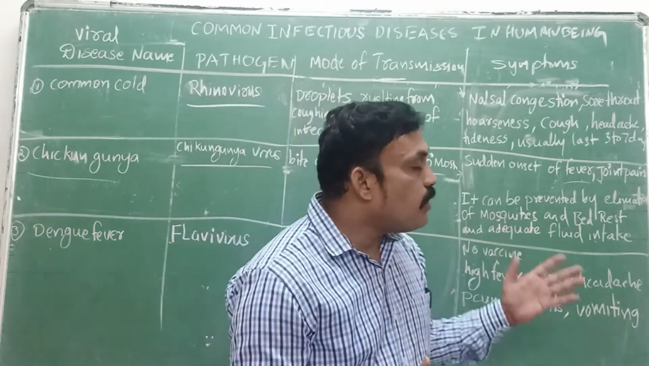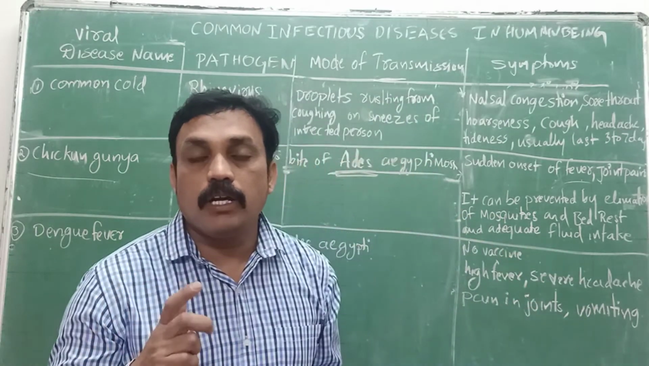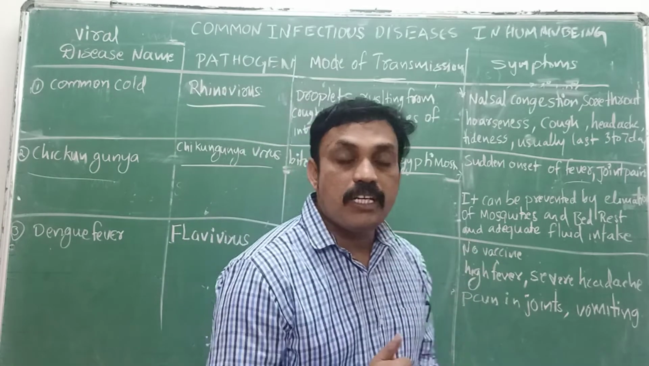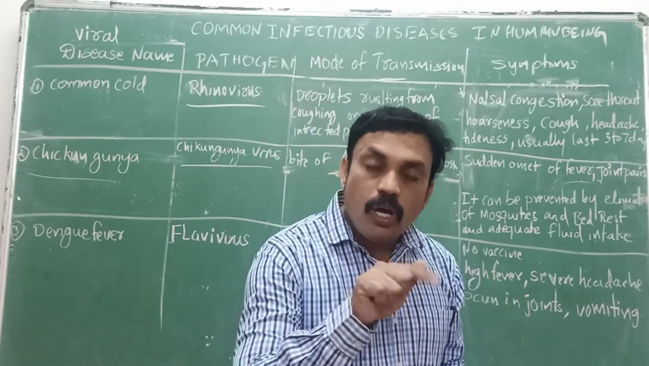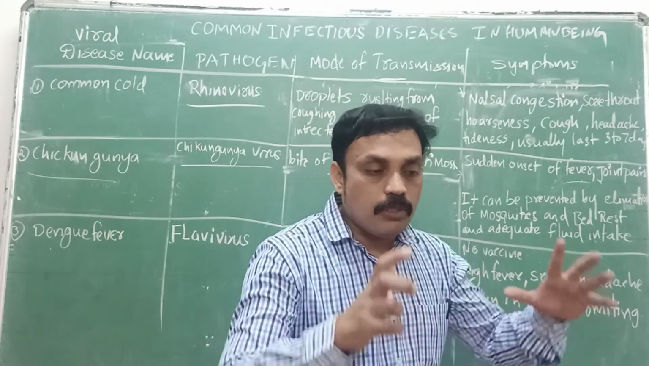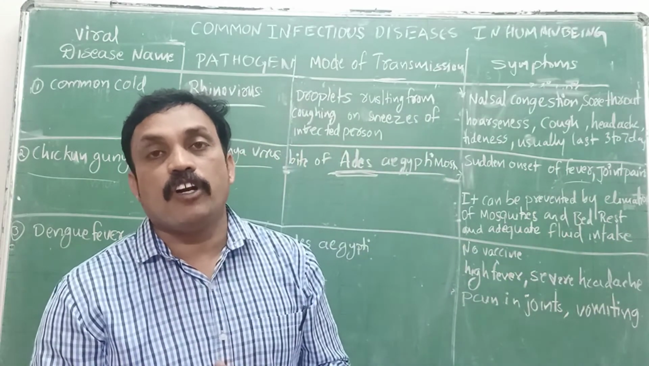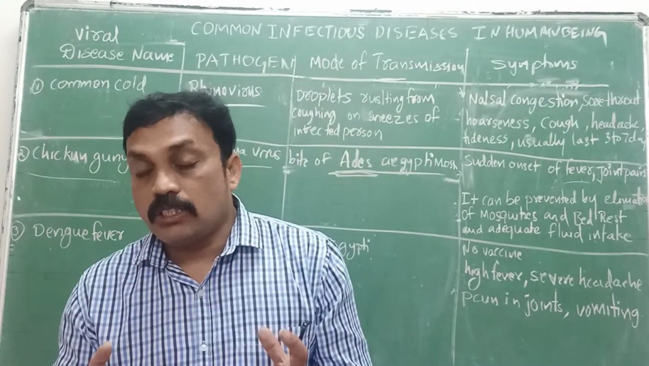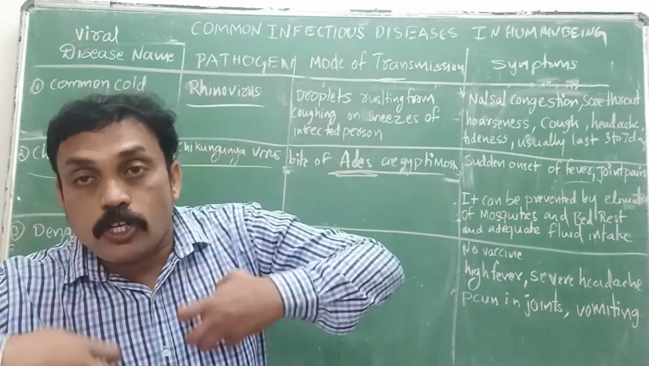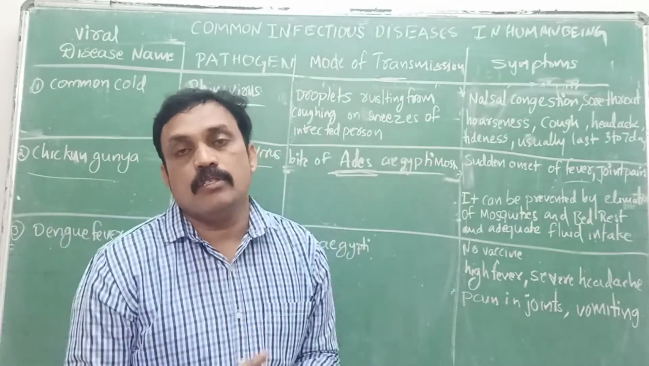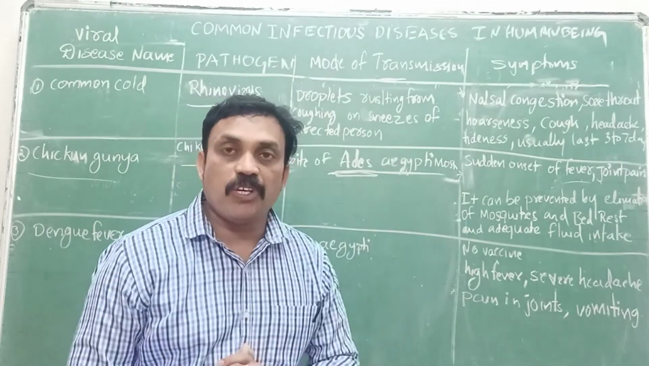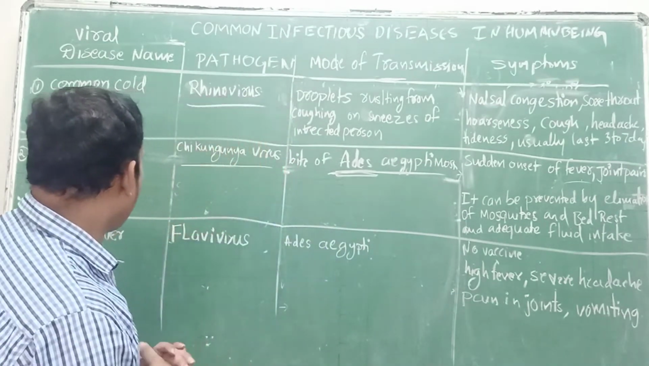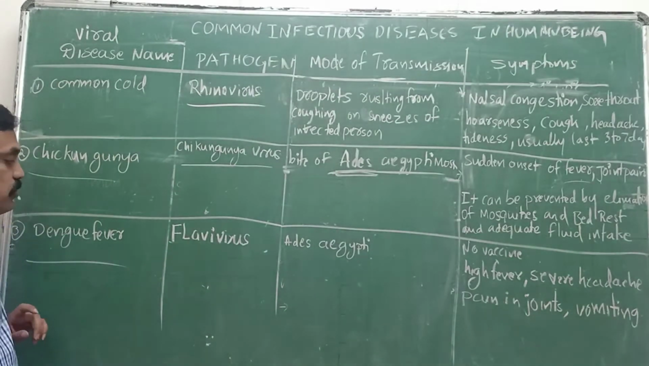It can be prevented by elimination of mosquitoes and their eggs. Those who are infected with chikungunya have to take rest, bed rest is required for them, and adequate fluid intake. That means sufficient water, a lot of water, fluids, juices. And after chikungunya, the next disease is dengue fever.